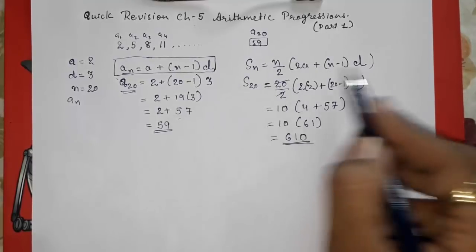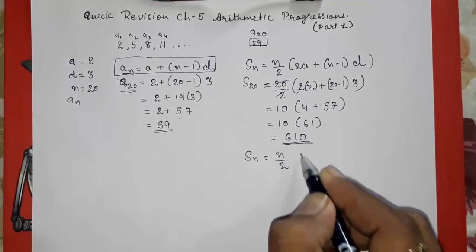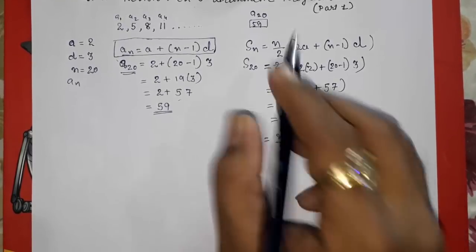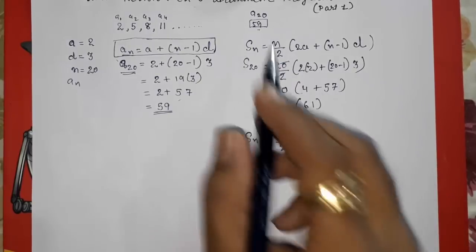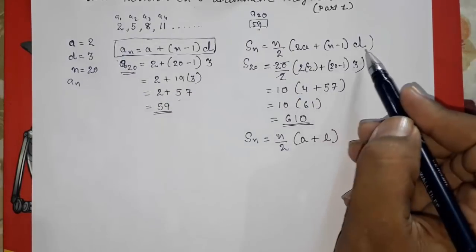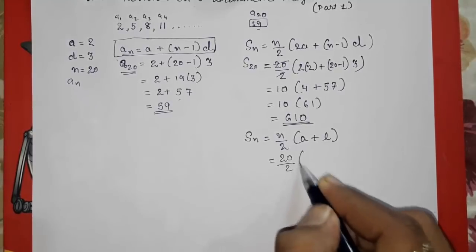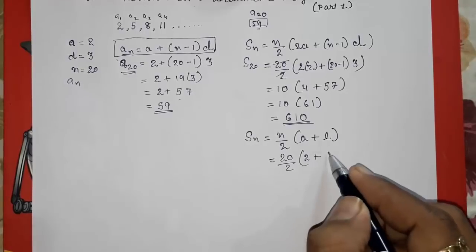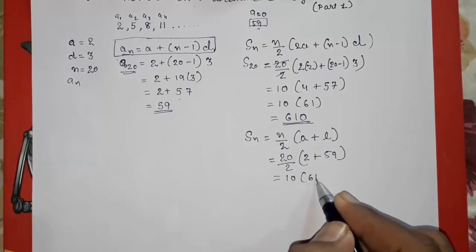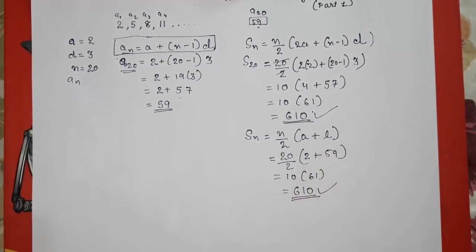We can also find the sum by one more method, that is Sn is equal to n by 2 into bracket a plus l. What is this l? l means the last number, this number, this is l. If we are having this, then and only then we can use this method. If we are not having this number, then we have to use the previous method. So S20 is 20 by 2 into a, that is 2, plus l, that is 59. This will become 10, this will become 61. You can see here also you are getting the sum 610 and here also it was 610.